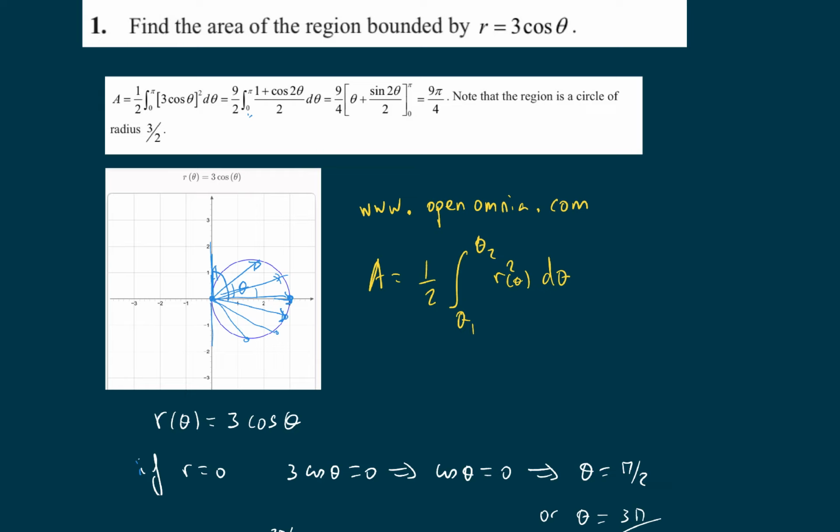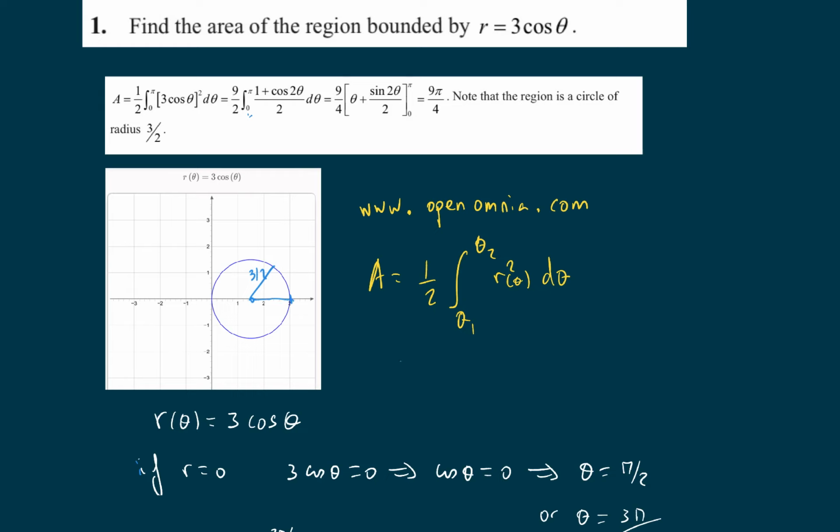Okay, so we have found the area that is here. Can we check if the area is correct? Yes, of course. This area is the area of a circle. The circle, I see that it has the radius. What radius does it have? It has the radius 3 half.